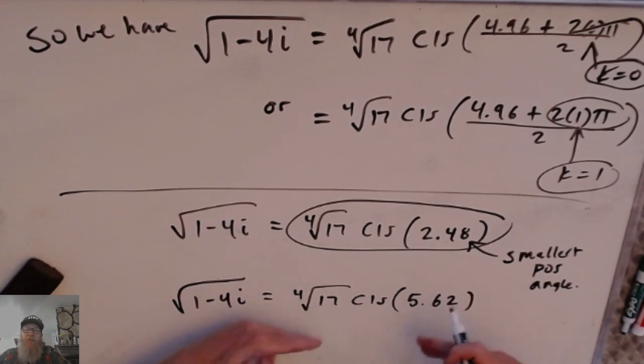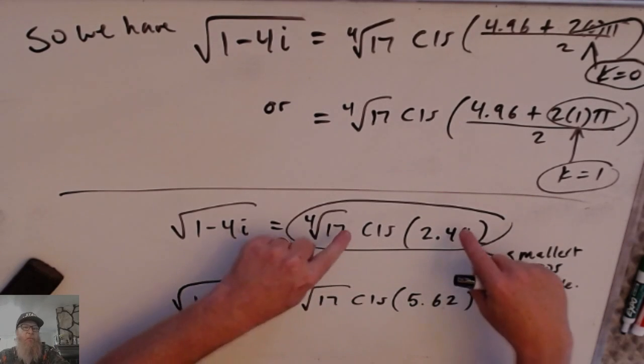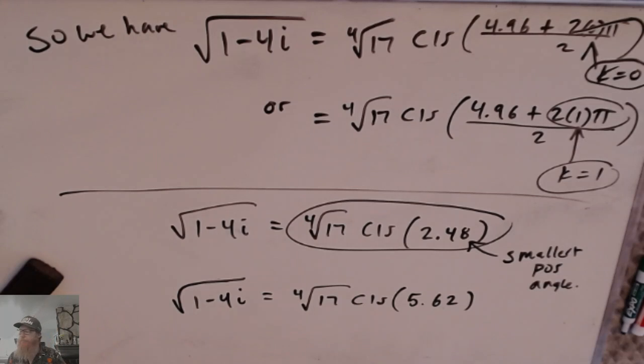Sometimes I ask for both. If I ask for both, well, then give me both. I rarely ever ask for the largest angle. I don't know why. I was never asked it myself, so I rarely ever ask you. I either want both or I want the smallest one. That's kind of the standard.